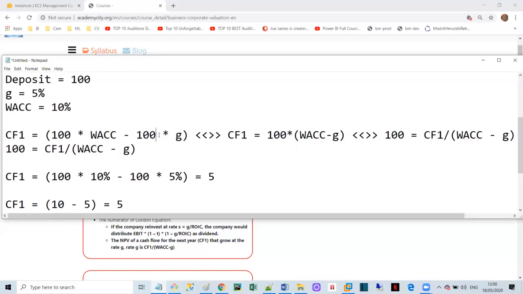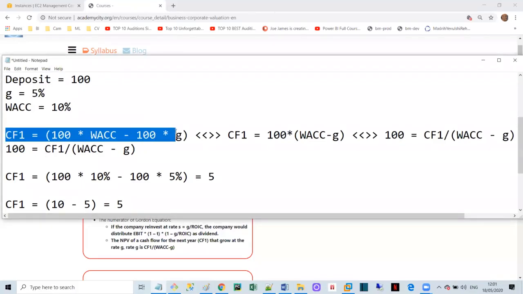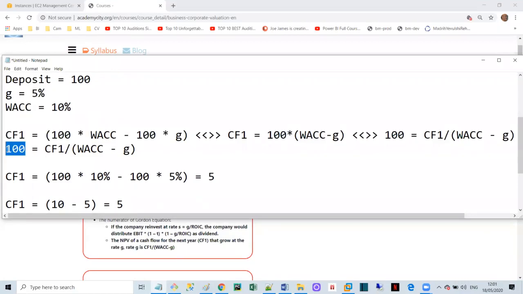Minus whatever I need to keep in the bank account in order for the 100 to grow by 5%. And that simple logic really brings us to say that the value of the deposit today, which is 100, because that's the amount we deposited, is equal to my cash flow in the first period, in this case 5, divided by the WACC minus the growth rate. And that's pretty cool, without having to go into any sophisticated math.